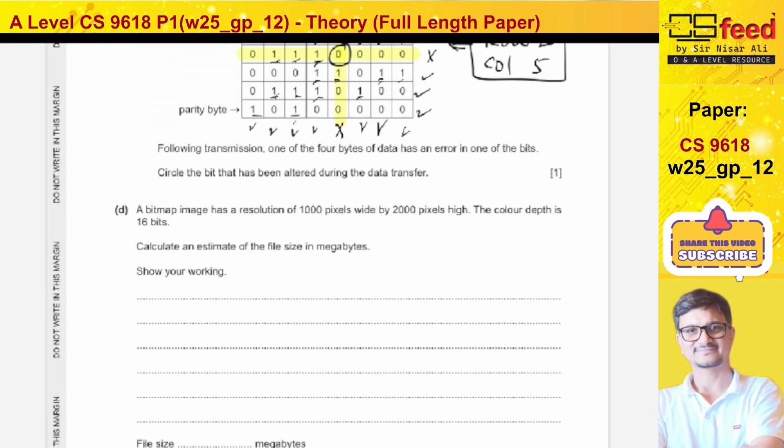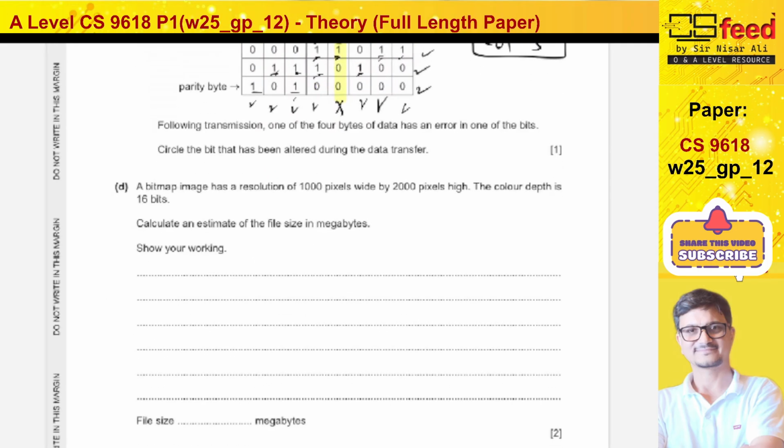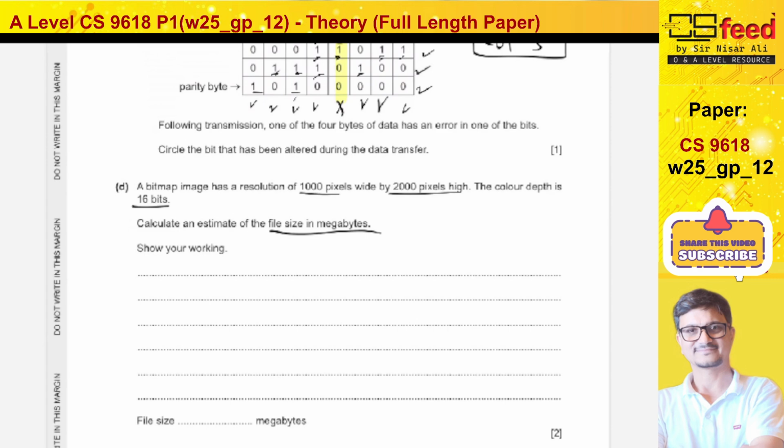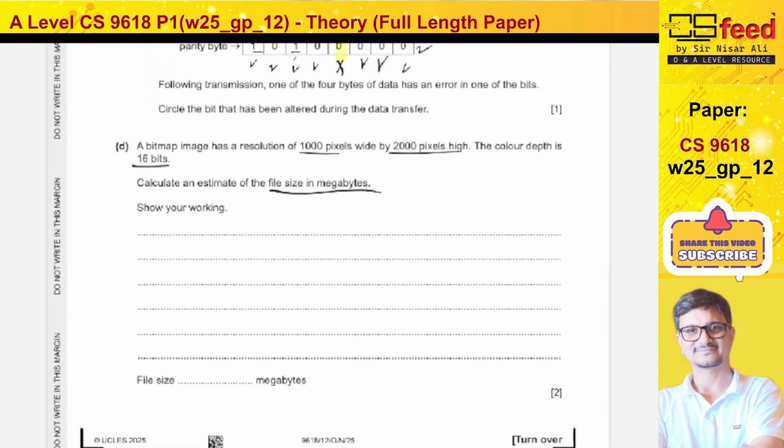A bitmap image has a resolution of 1000 pixels wide, 2000 pixels high. The color depth is 16 bit. The size needs to be calculated in megabytes. For this kind of question, I usually advise my students to not do the multiplication first, but rather do the division first. But before that, you need to write it in a proper way.